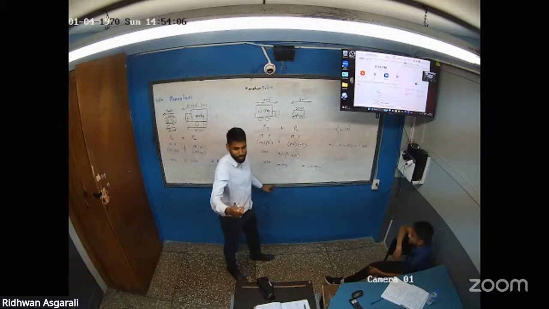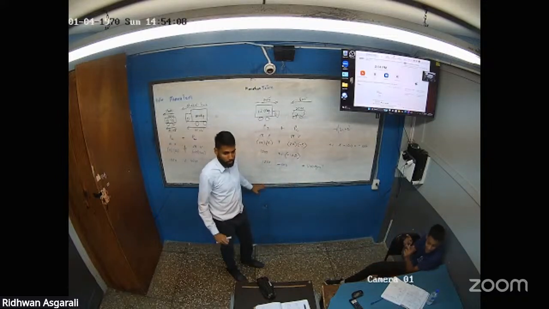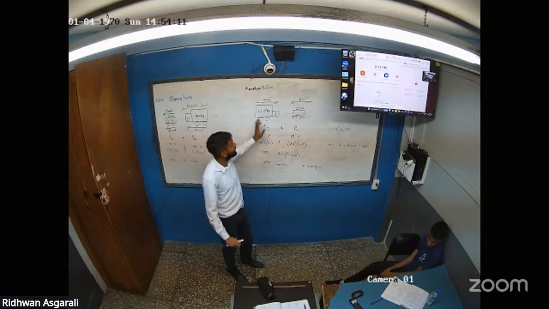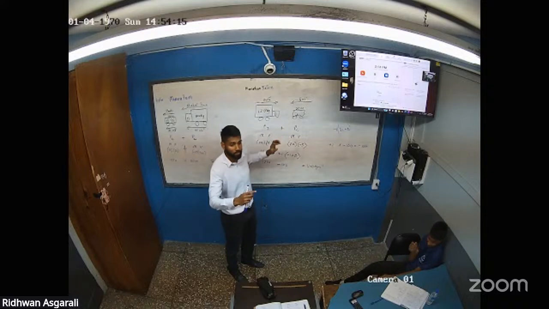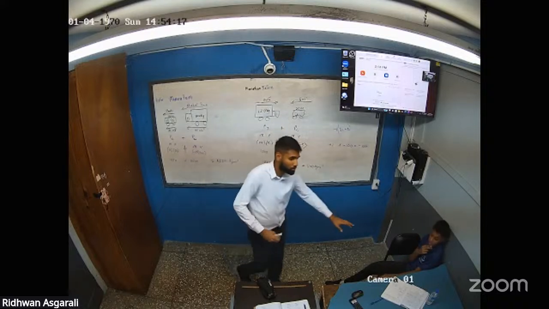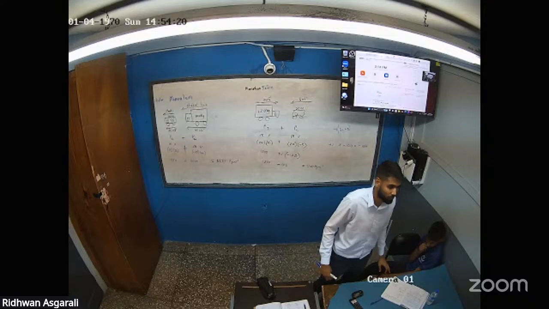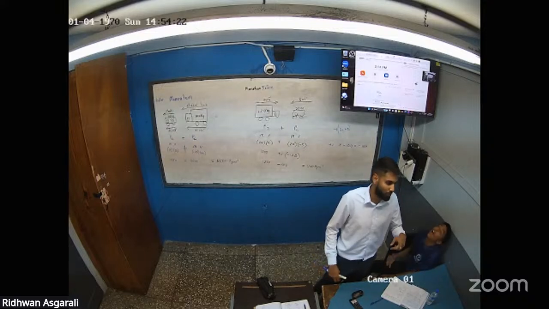You always take the smaller one and you put the negative sign. So if the next one is a negative, when it multiplies, it will be positive.